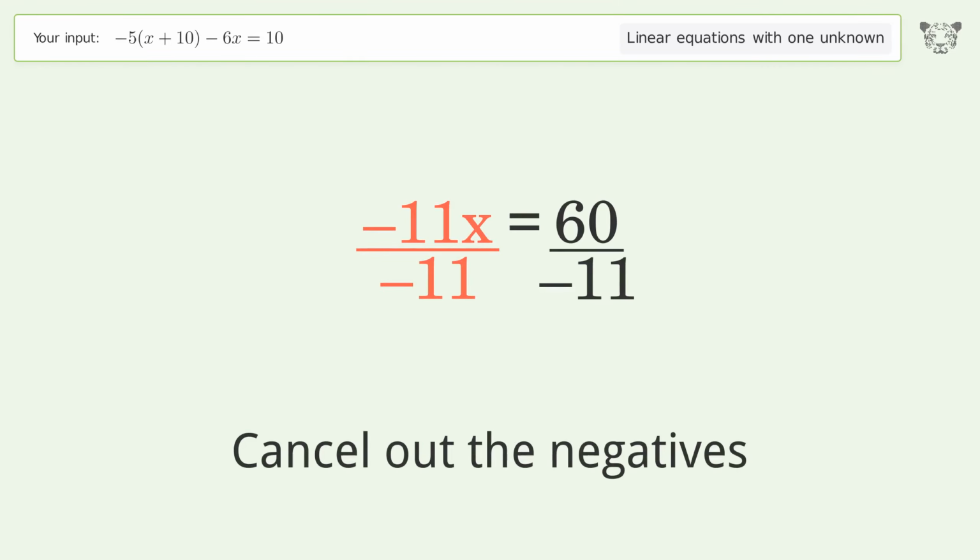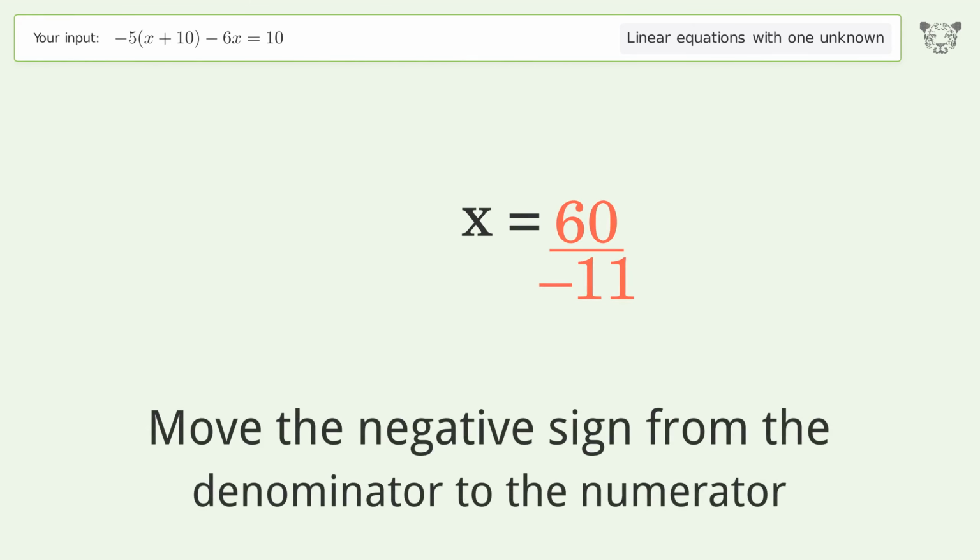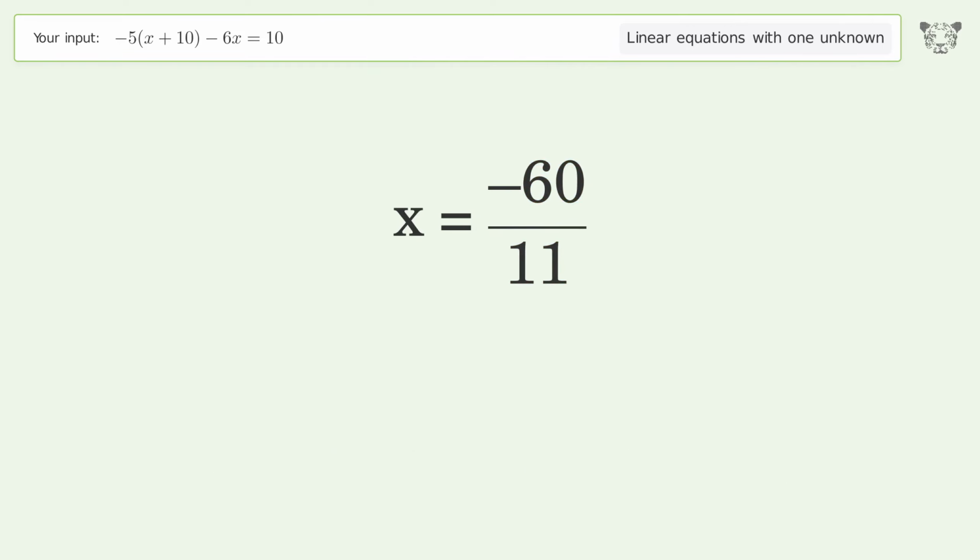Cancel out the negatives. Simplify the fraction. Move the negative sign from the denominator to the numerator. And so the final result is x equals negative 60 over 11.